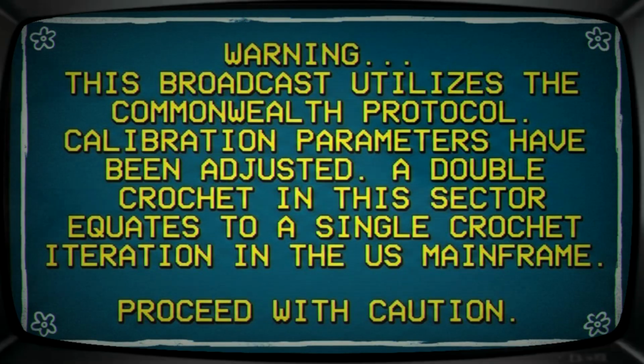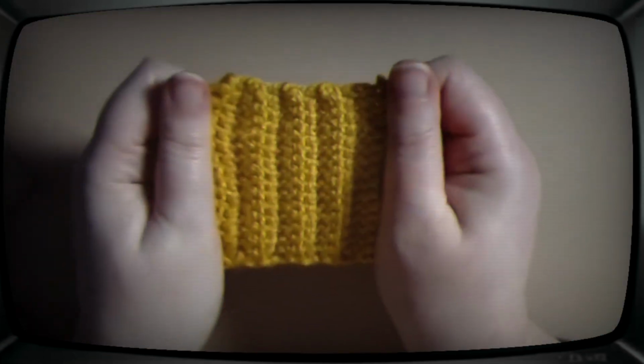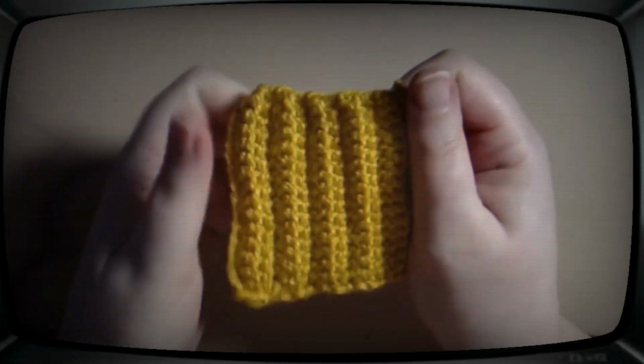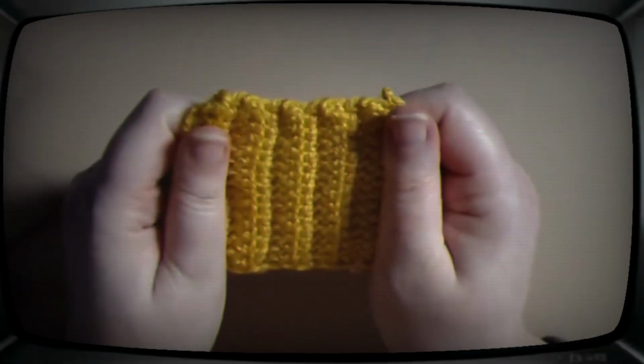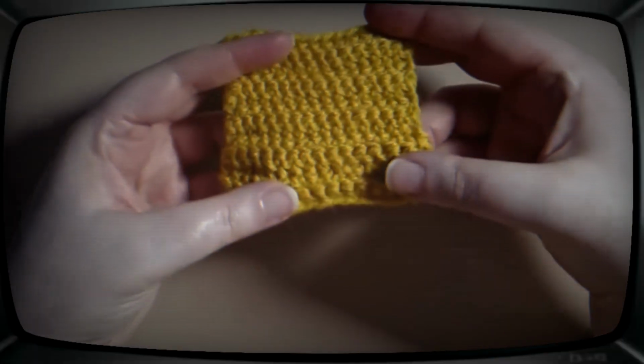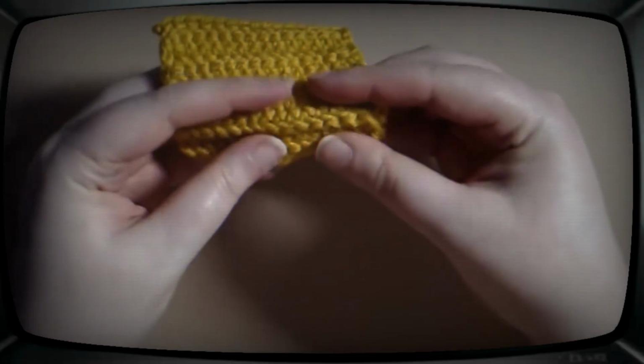Warning, this broadcast utilizes the Commonwealth Protocol. Calibration parameters have been adjusted. A double crochet in this sector equates to a single crochet iteration within the U.S. mainframe. Proceed with caution. The original data log indicates this procedure yields a distinct ripple effect and provides necessary depth for three-dimensional amigurumi construction.